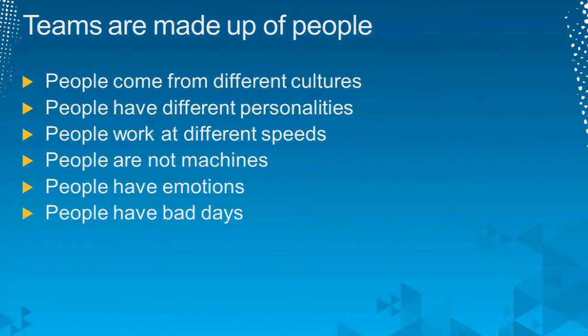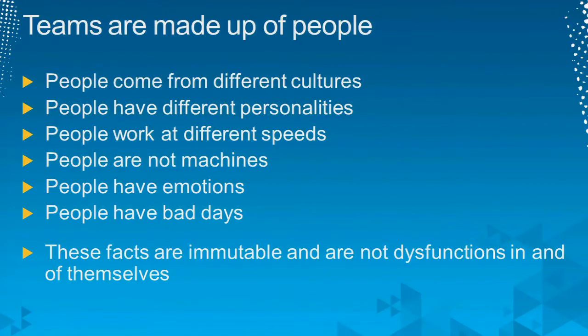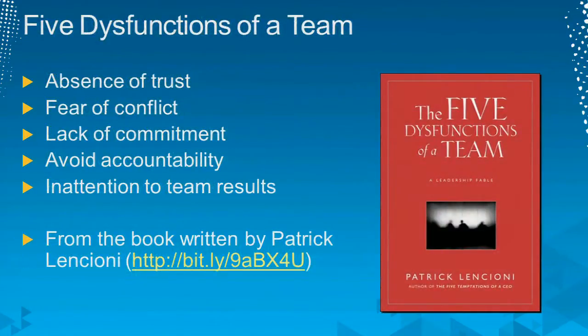What else? People are not machines. People have emotions and bad days. People lose their voices. These facts are immutable and by themselves are not considered dysfunctions. I would hope your team would have people from different cultures in every seat that work at different speeds, that have different personalities. Some of that's okay. There's some cross-learning that can happen there. You're very cross-functional at that point, but hopefully you try to come to some consensus on some of these things. But that by themselves are not dysfunctions. That's just life. So what are the true dysfunctions?